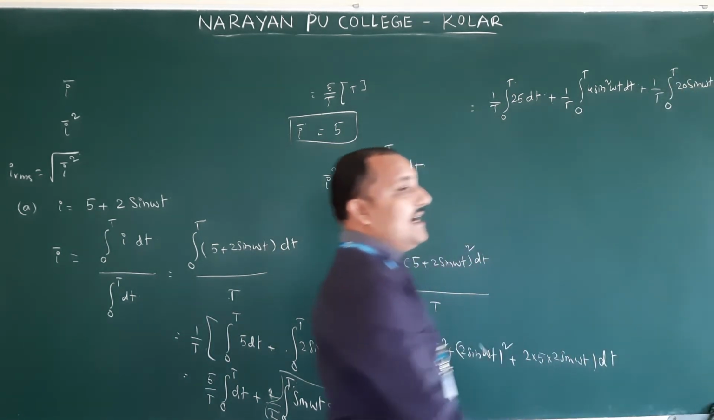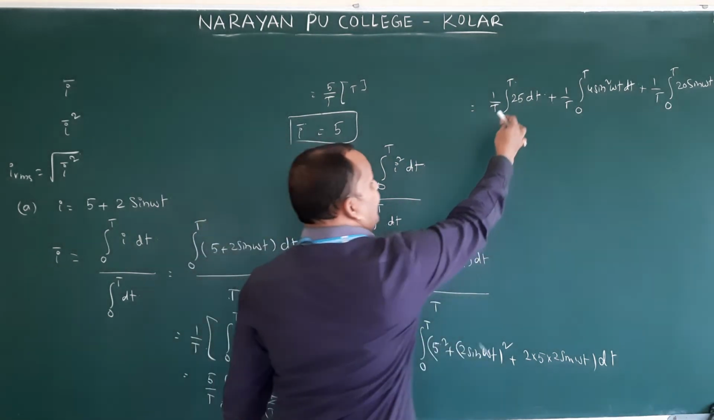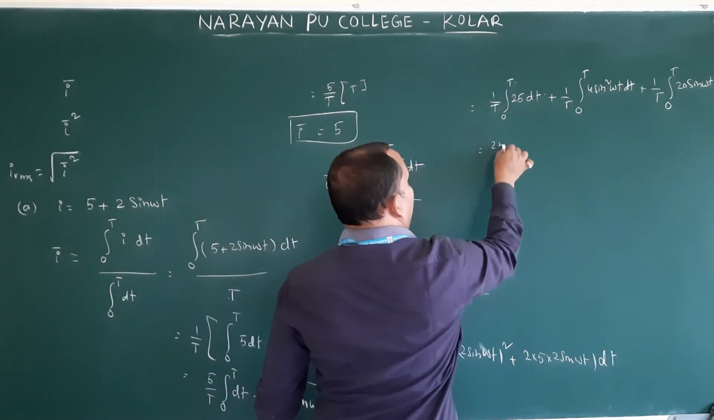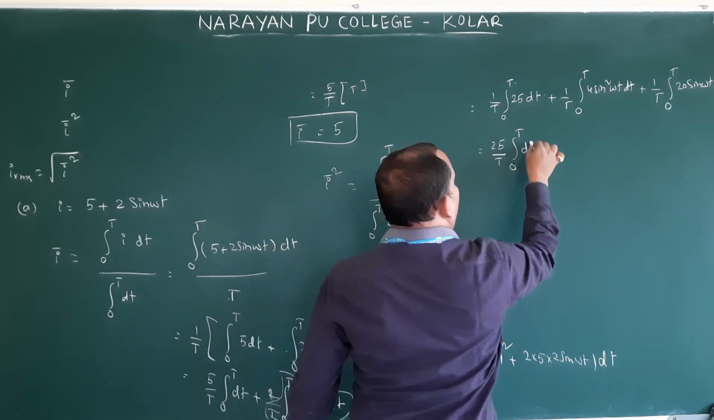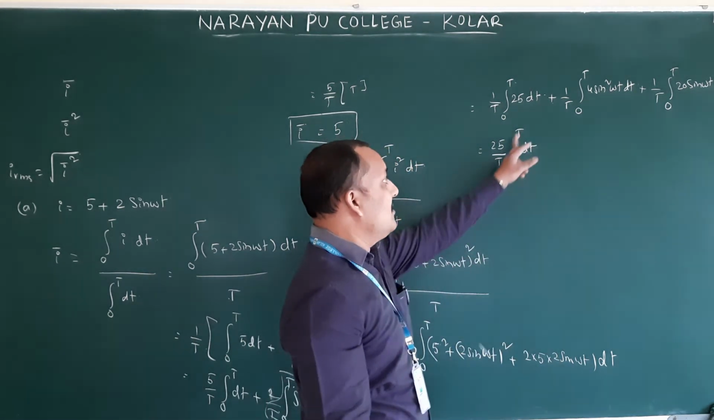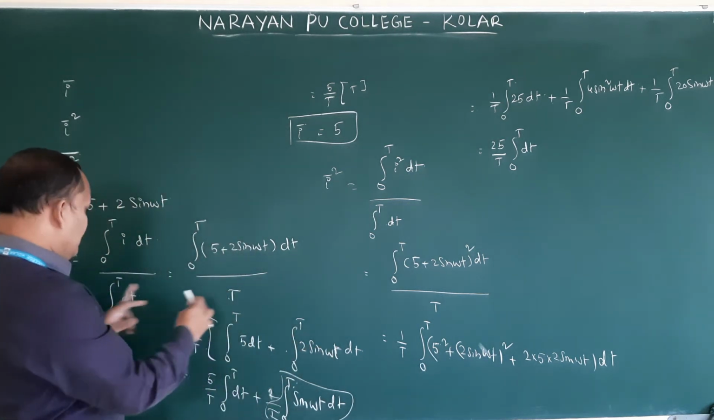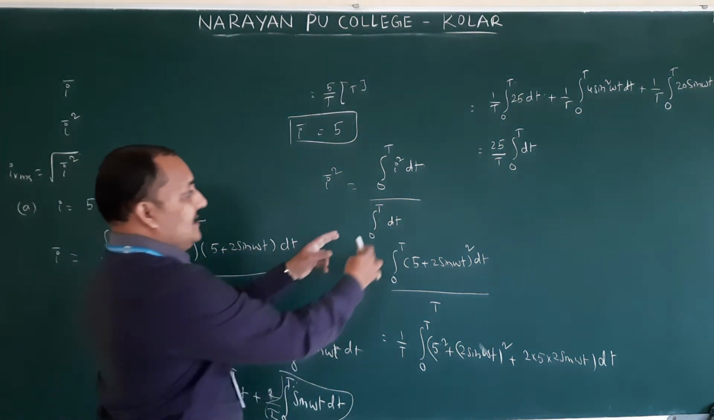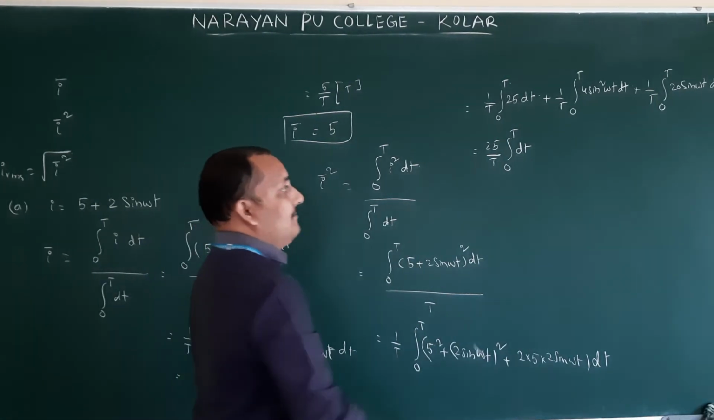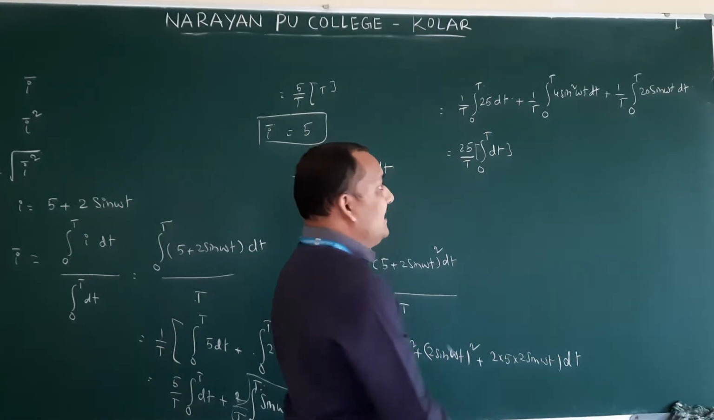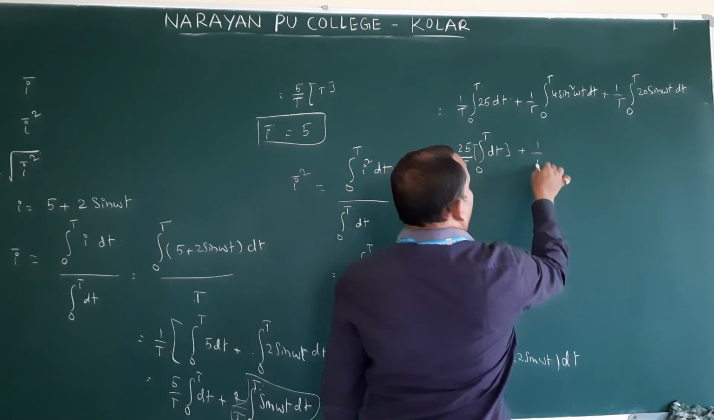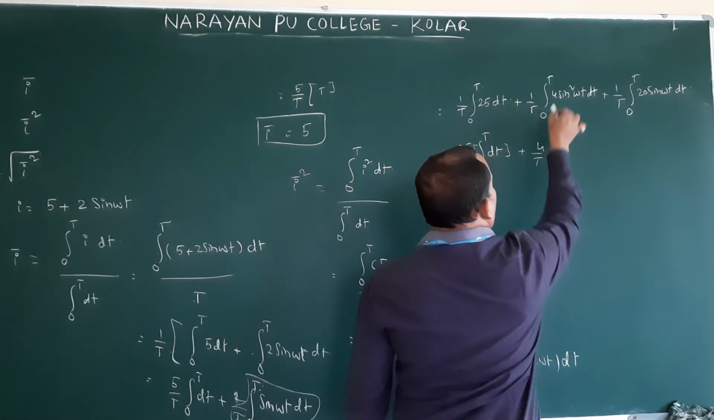20 sin omega t dt. So this 25 you can write here, 25 by t integral 0 to t dt. The value of integral 0 to t dt you already know: it is t. Therefore this value you already got, that is nothing but t. Next, 1 by t and the 4 you can write outside.